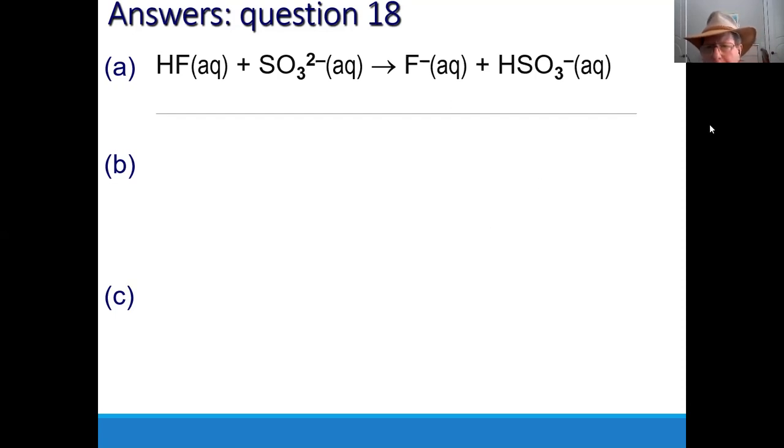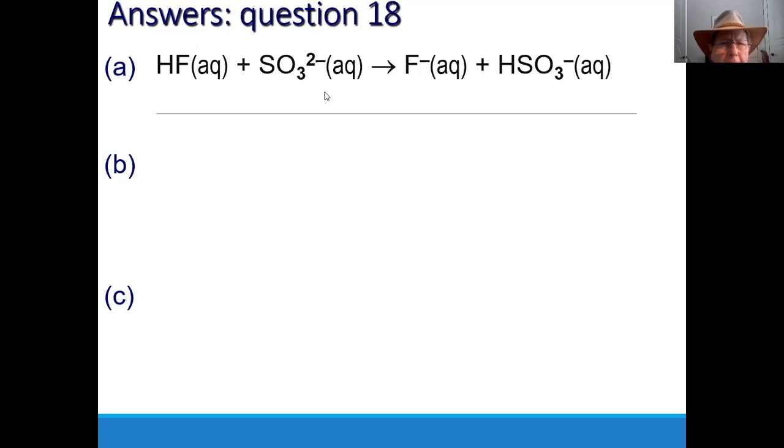Emily, look at the two compounds, HF and SO3 2 minus. Which one can donate a proton? The HF. Which one can accept the proton? The SO3 2 minus. So donating the proton, the HF is my acid, accepting it, my SO3 2 minus is the base. Of my acid, do you see something on the right that looks like my acid minus an H plus? The F minus. So my F minus is my conjugate base.